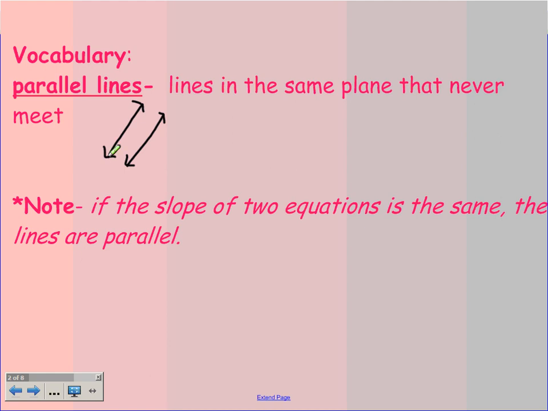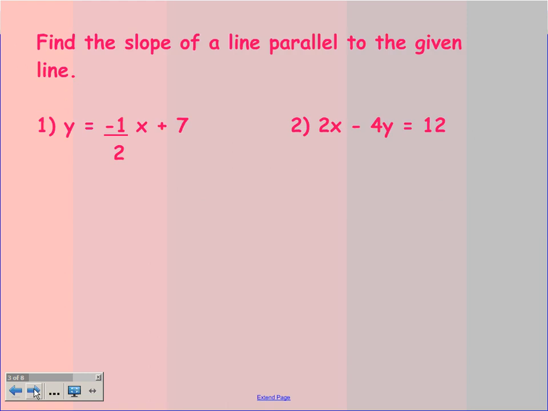Note, if the slope of two equations is the same, then the lines are parallel. So today we're going to be concentrating on what is our m value. And as stated, if m's are equal to each other, then the lines are in fact parallel. That should make sense because if this line and this line are traveling at the same rate of change, then they're never going to touch. And that's what makes them parallel.